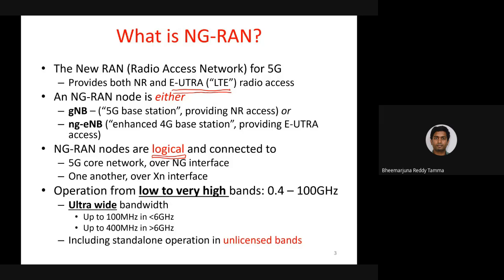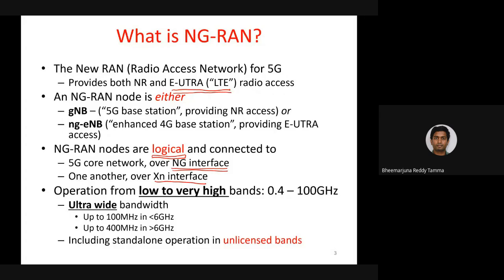You can use standalone middleboxes, or you can run it as software on general purpose processors, or you can run it on a cloud if you have the computing and guarantees for the latency and whatnot. You can do any of these combinations, where these nodes are connected with each other using something called the Xn interface, and they are connected to the core network using the NG interface. I was showing you this also in the previous class.